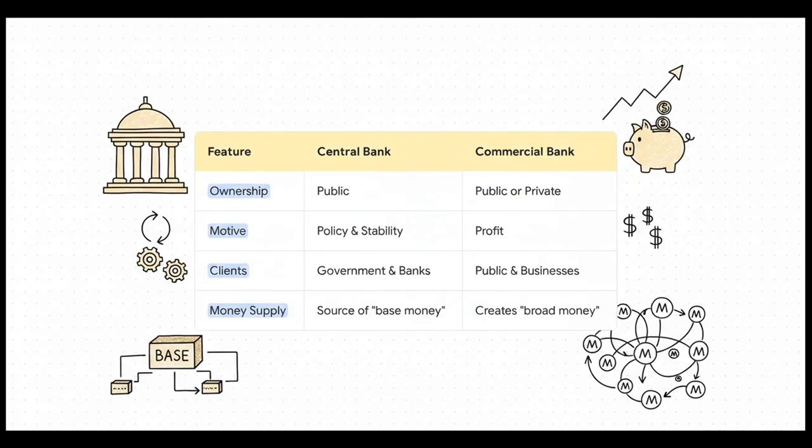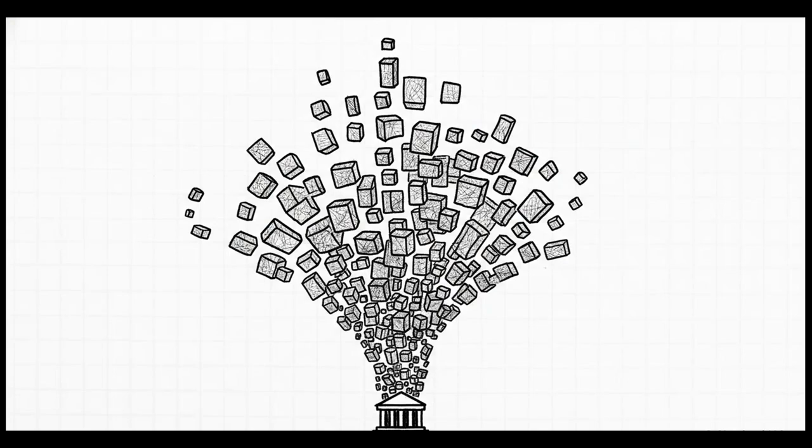Commercial banks, on the other hand, are mostly private businesses trying to make a profit by serving you, me, and other companies. The central bank creates that foundational base money, but it's the commercial banks that create the vast, vast majority of broad money that we all use every day. Now, that last point there on the slide about the source of money supply can be a little tricky.